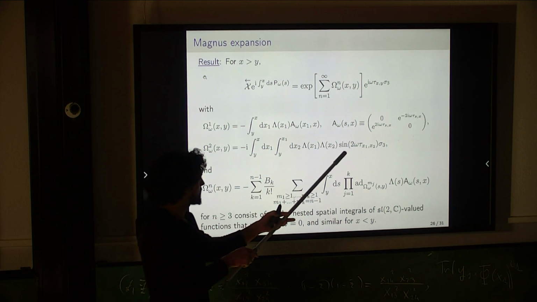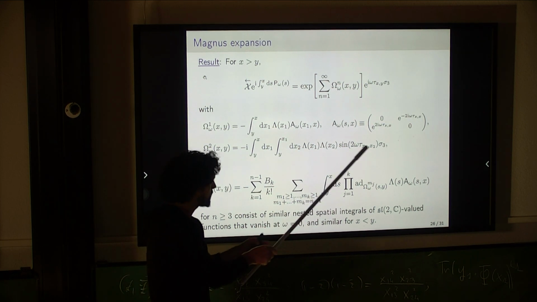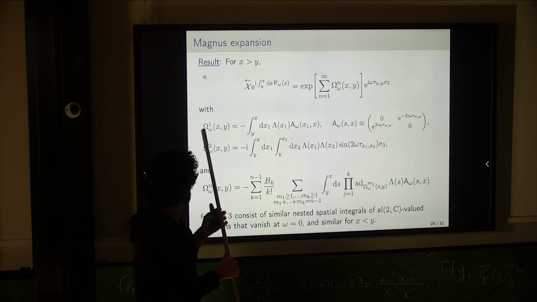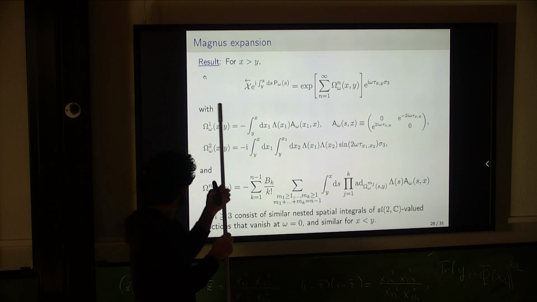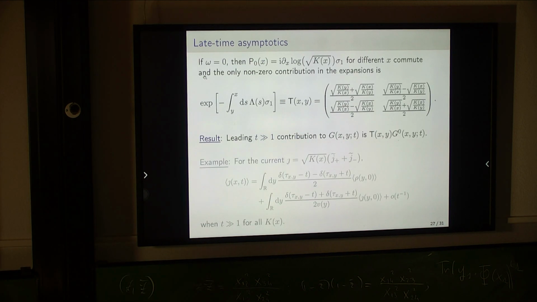Because, for instance, here you have a sine 2 omega. This one will also have a similar sine 2 omega times something. And so when omega is zero, these are all gone. And what you're left with is this. So you can use this, for instance, to study the solution close to stationarity. Which is something I do.